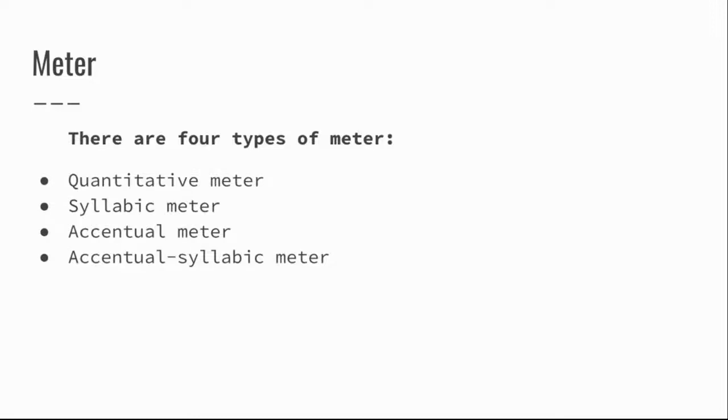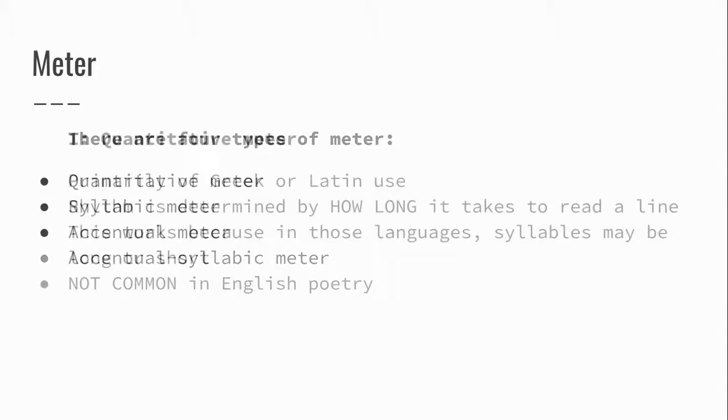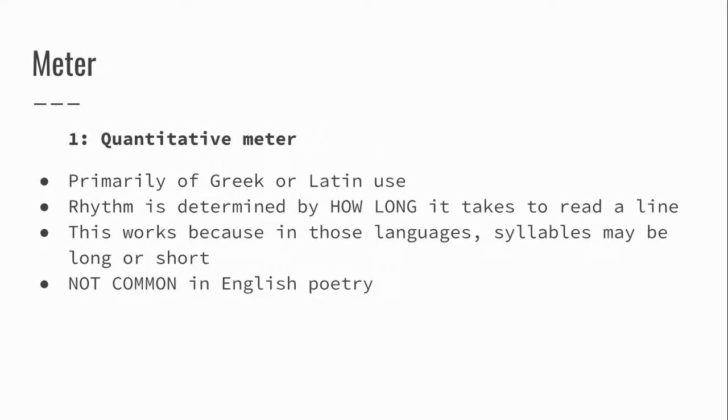So, quantitative meter is a special type of meter. It's determined by how long it takes to read a line of poetry. So the number of syllables in it is actually irrelevant, because the rhythm is determined by how long it takes to say a line. This is primarily in Greek or Latin, and this works because in those languages, syllables aren't necessarily the same length as each other.